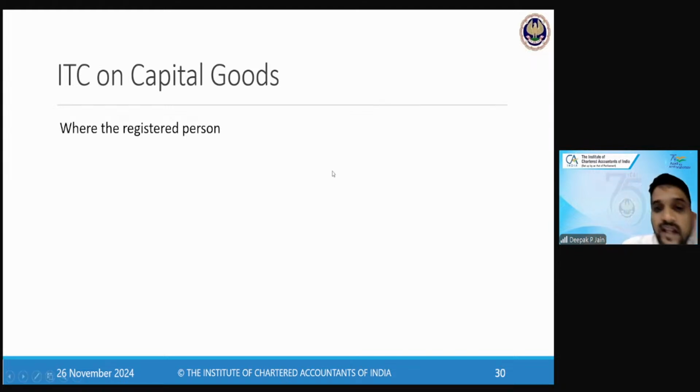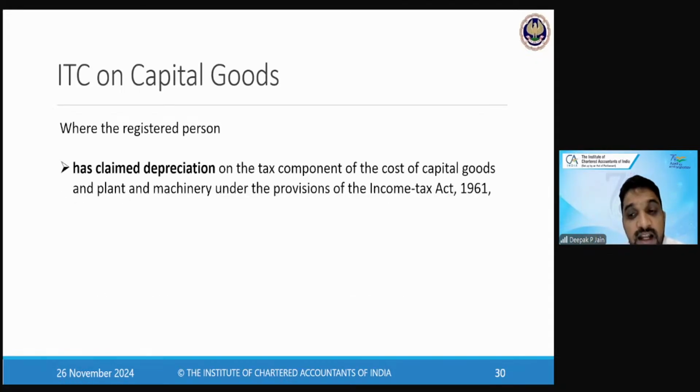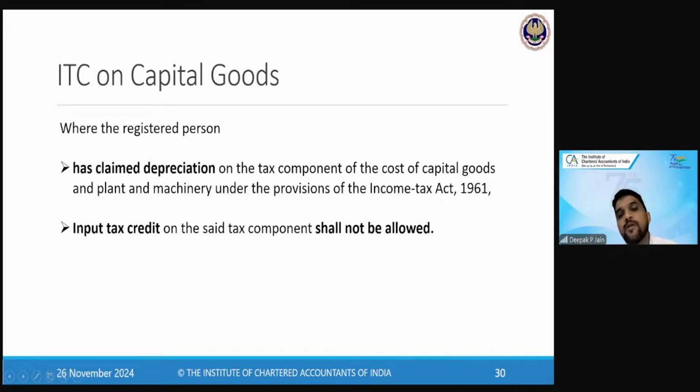जीएसटी में क्रेडिट पूरा मिलेगा, because the government is assuring you that if you have bought any capital goods, we will give you full credit today itself. So when the registered person has claimed depreciation, there is a catch. If depreciation has been claimed on the tax component of the cost, then input tax credit on the said component shall not be allowed. But if you have not claimed the depreciation on the tax component, then you can claim the GST benefit. That is what it is saying.